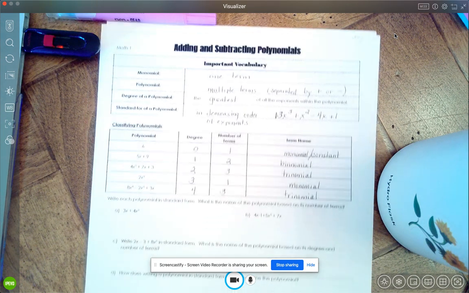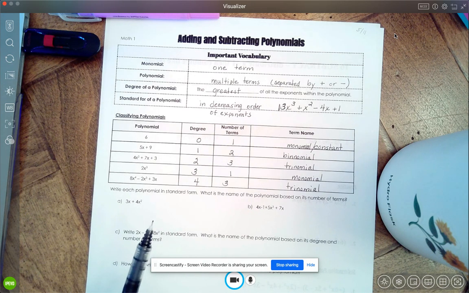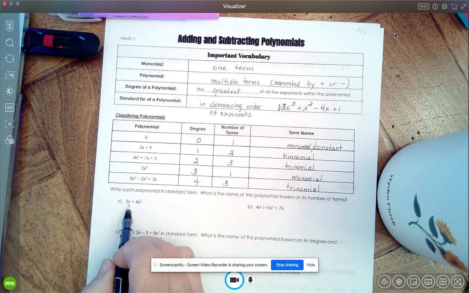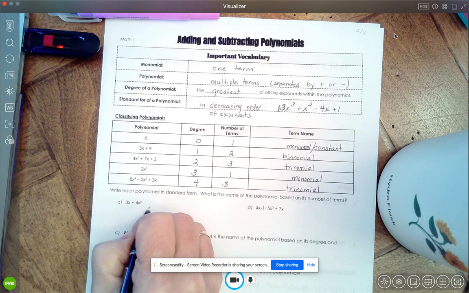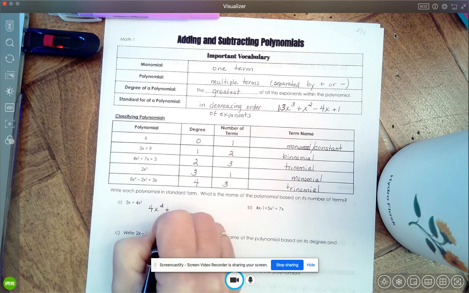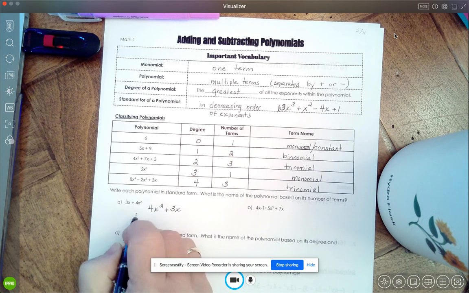The exercises you have down below, you're just to write them in standard form and tell me what the degree of the polynomial is based on. This is a second degree polynomial, okay? If I were to put this in standard form, it would be 4x squared plus 3x. The name, it is a binomial. There's 2 terms.